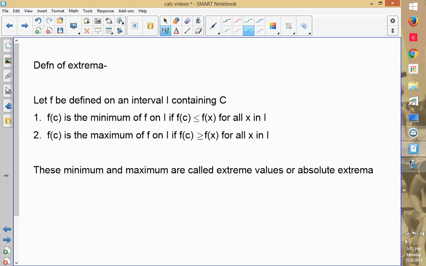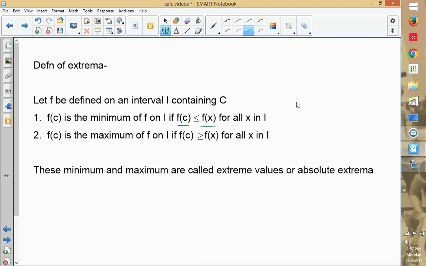Let f be defined on an interval containing a point c. f of c is the minimum. Notice that the y value is the minimum. x would be where it happens. But f of c is the minimum of f on the interval if f of c is smaller or equal to, it can be equal to, but smaller than every other y value in your interval. Then you are the absolute min.